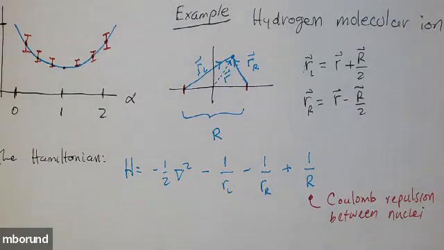So this is the distance R. There's a proton here, there's a proton here. This part of the Hamiltonian is going to be a constant, right? Because this distance between the two hydrogen protons doesn't change. And we can just drop it from our calculation because it's just a constant.